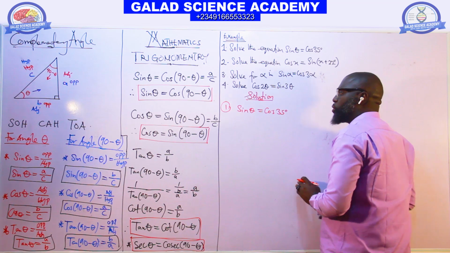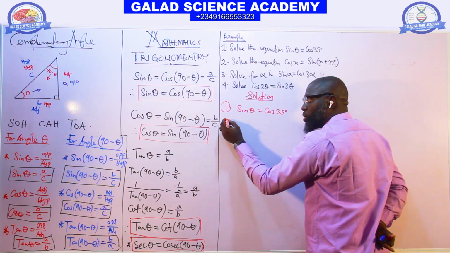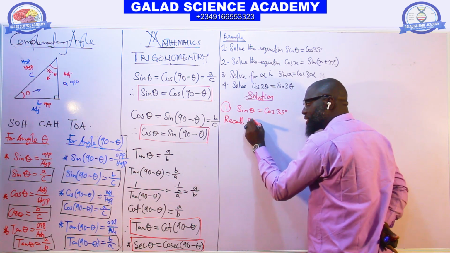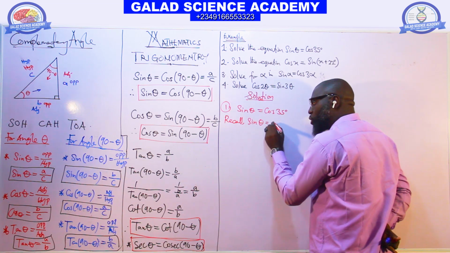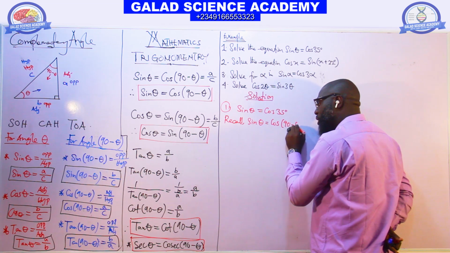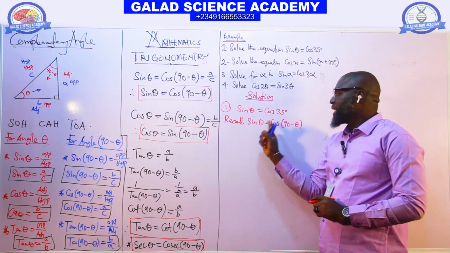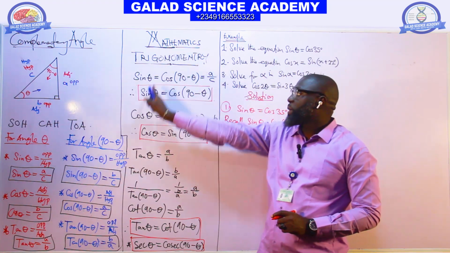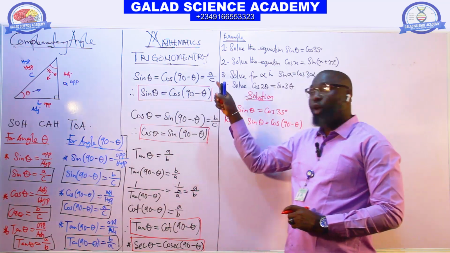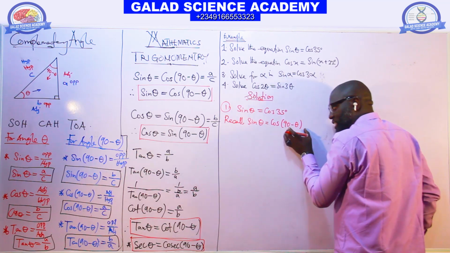From complementary angle, what is our sine? Recall that sine theta is equal to cos of 90 minus theta. Since sine theta here is cos 35 degrees, but from our complementary angle we derive that sine theta equals cos of 90 minus theta, this sine is also this.